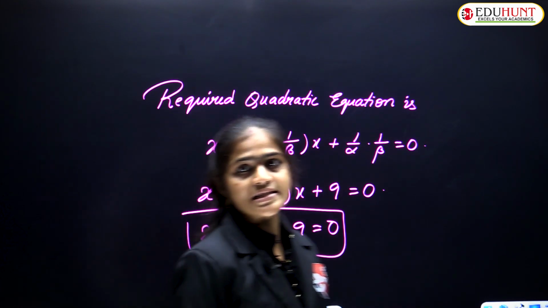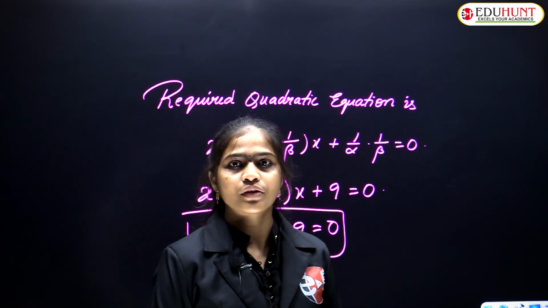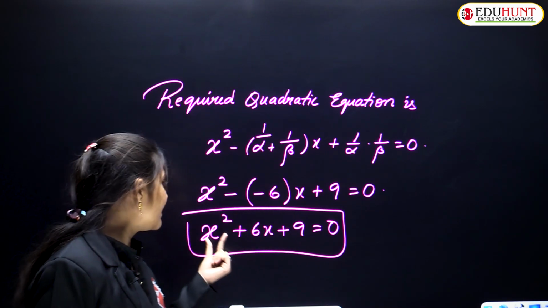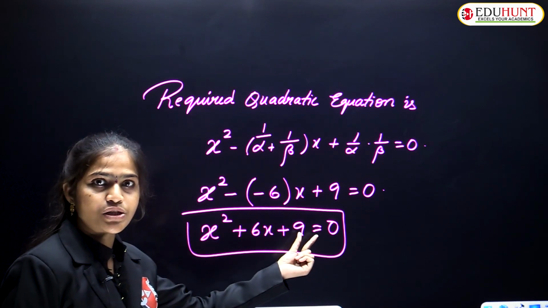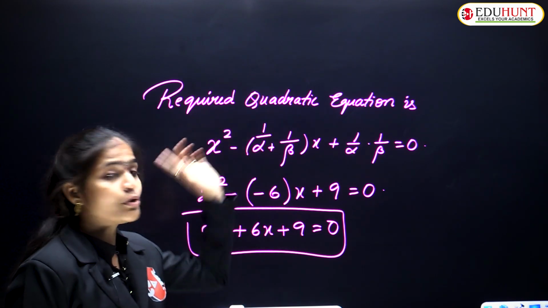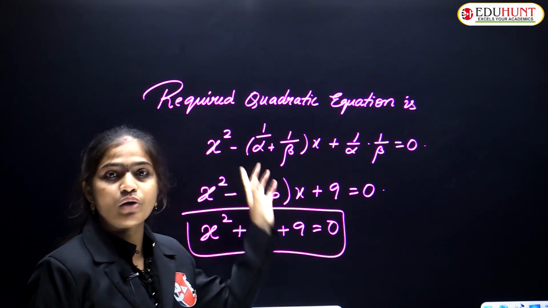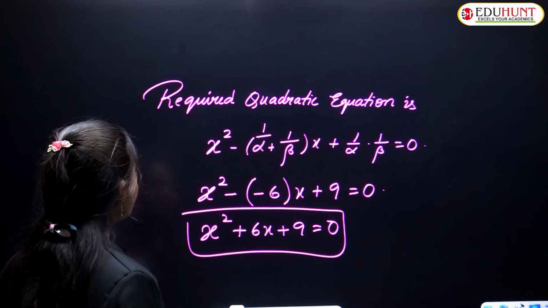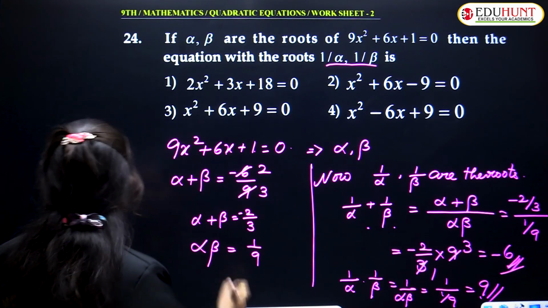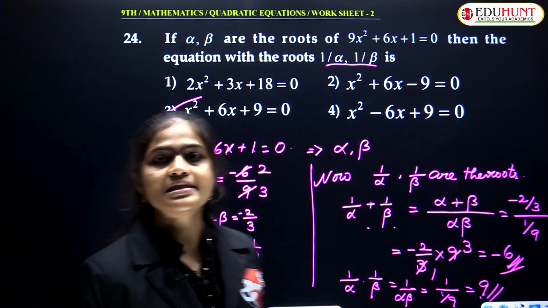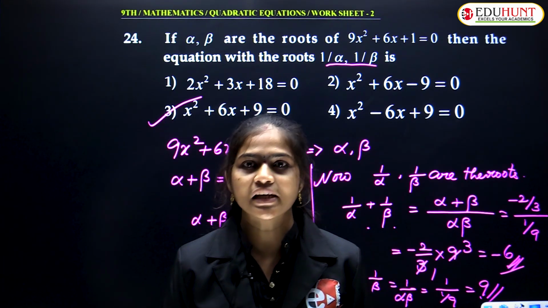So children, did you understand what is given here? At last, I hope you understand this one. If you find the roots of this quadratic equation, you will get the values that are the reciprocals of the roots of the first equation given in the question. Understand? So which option is correct? See here, x square plus 6x plus 9 is equal to 0, so the third option is correct. Am I clear to you, children?